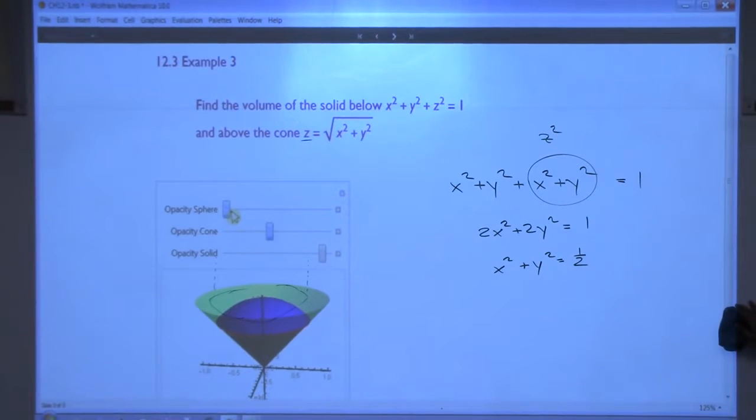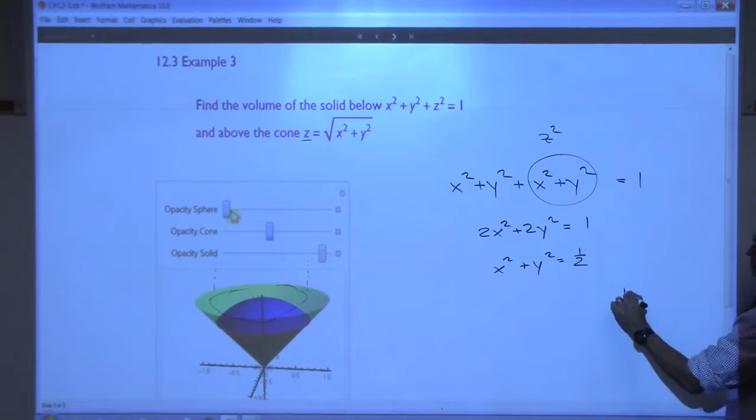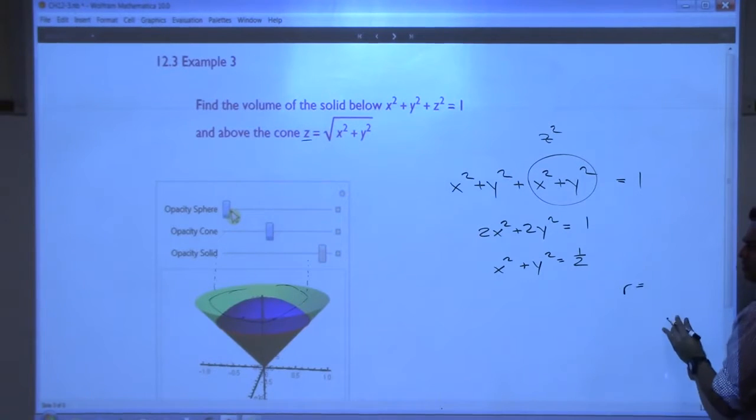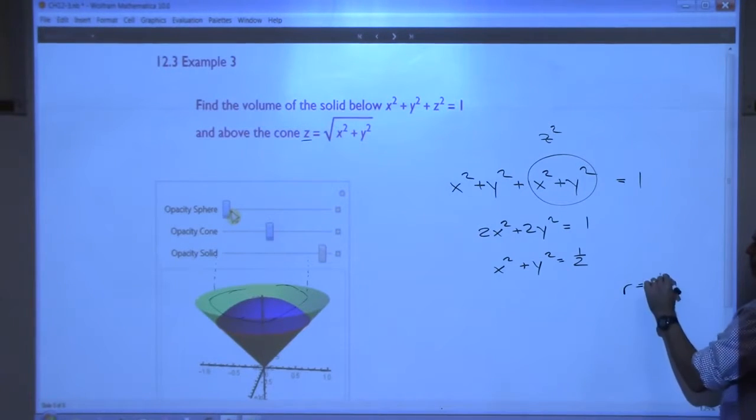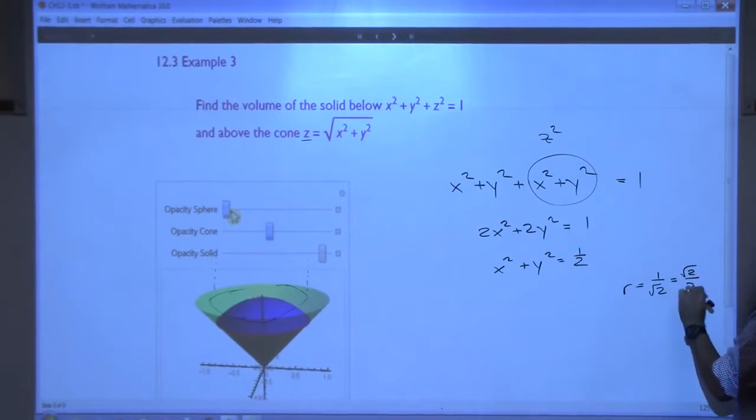And that's a circle of radius, it's the radius of this circle, root 2 over 2 or 1 over root 2, right? Those are the same things. That's your radius. Questions?